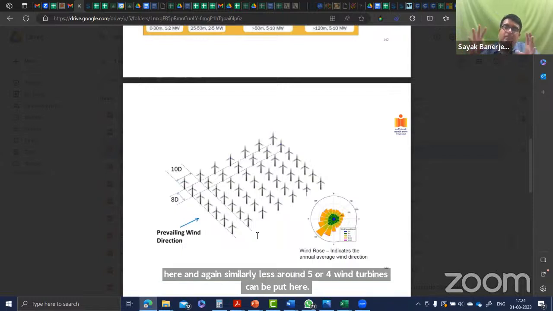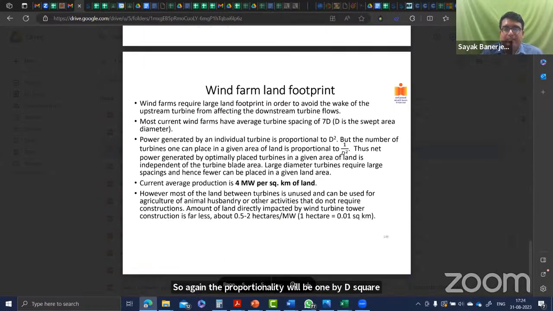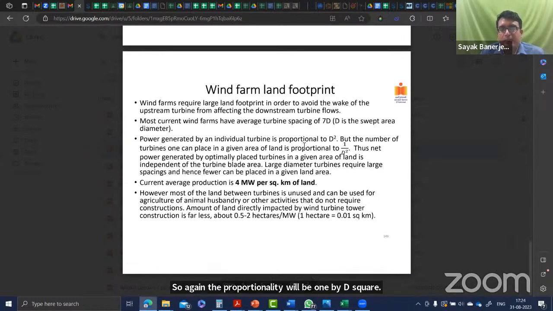So as the diameter of a wind turbine increases over a given land area, the number of wind turbines you can place will decrease. The decrease will be proportional to 1 by D along length and 1 by D along width. So again, the proportionality will be 1 by D square. What we discussed here is that power generated by an individual turbine is proportional to D square, but the number of turbines one can place in a given area of land is proportional to 1 by D square. Thus, net power generated by optimally placed turbines in a given area of land is independent of turbine blade area.